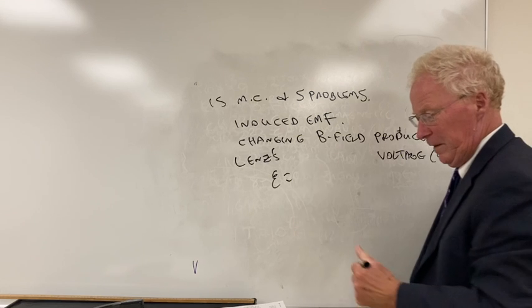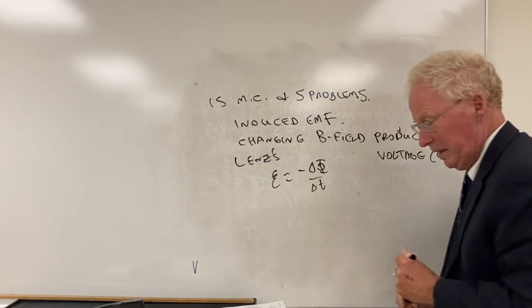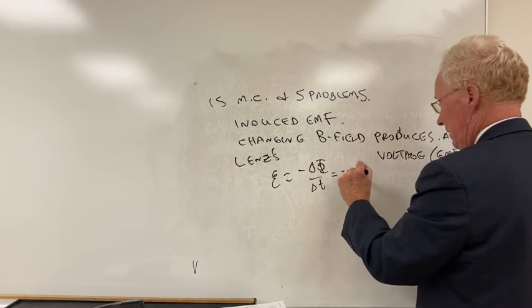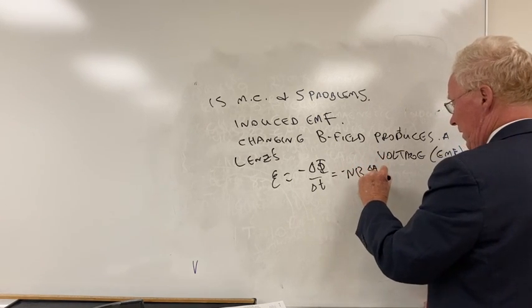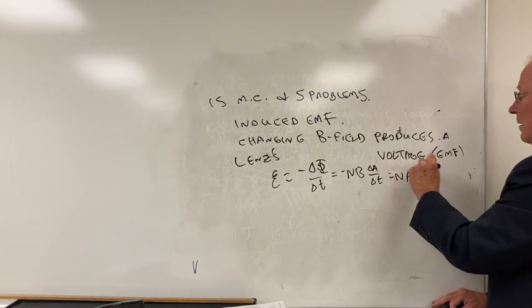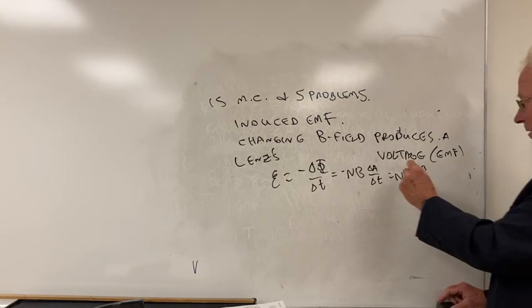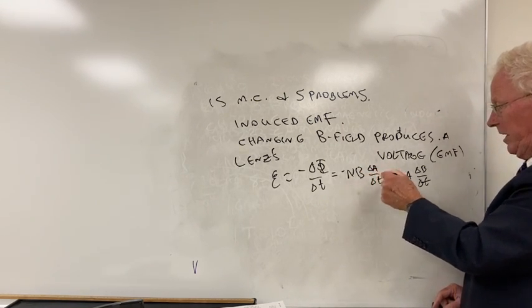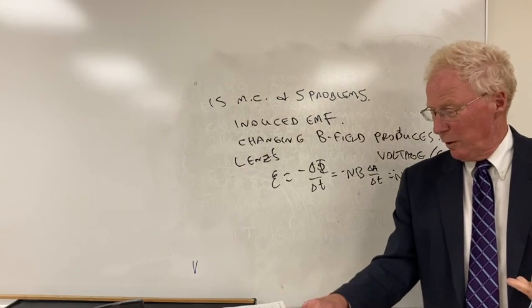EMF is minus N times change of flux over change of time. And again, this is either minus N times B times change of area over time, or N A change of B over change of time. Here N is the number of turns in the coil, B is the magnetic field, and A is the area. We went through that as far as chapter 21 is concerned.